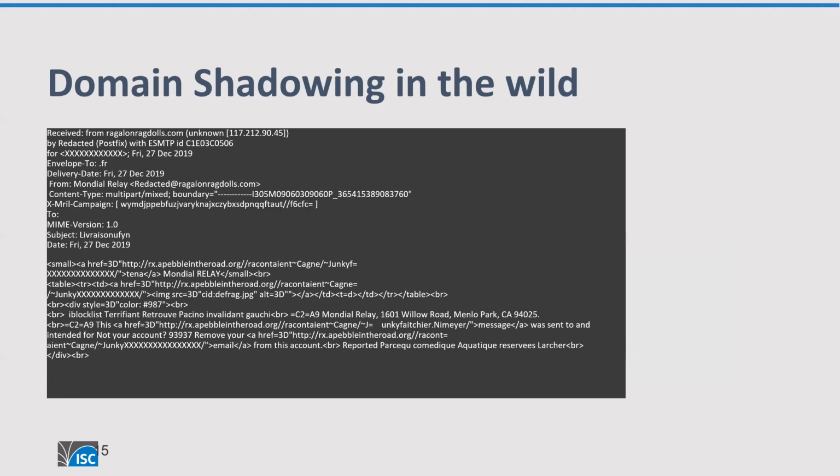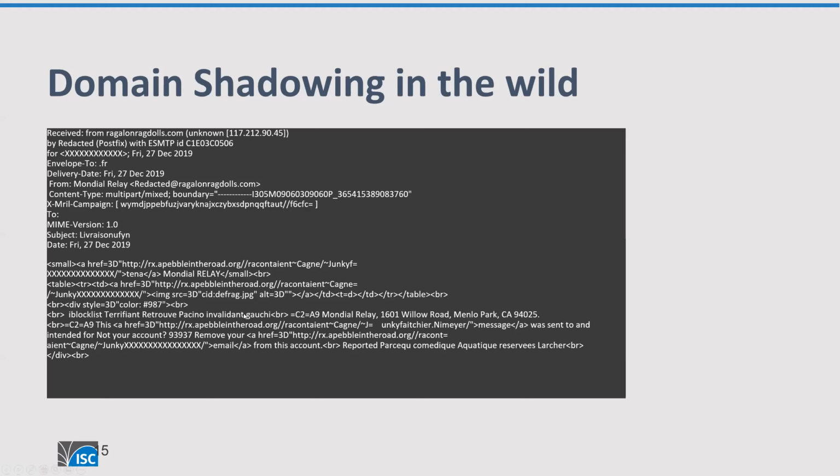So this is an example of that domain shadowing issue. I know that this isn't the greatest email out there, but Mondial Relay is a French delivery company like your UPSs or FedExes that sends out package notifications. There isn't a lot of information in this, but what you do see is that they have this rx.appebleintheroad.org in here a few times.